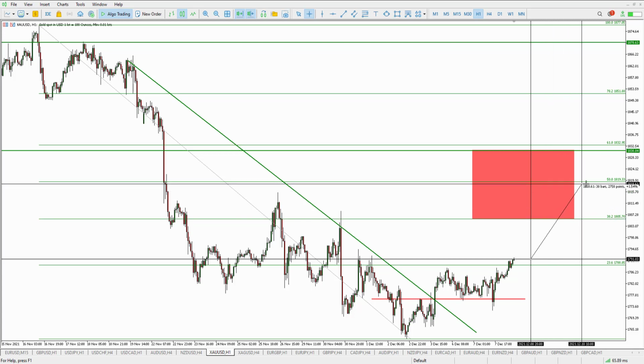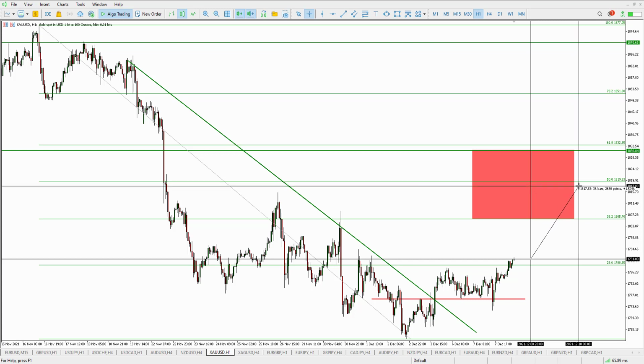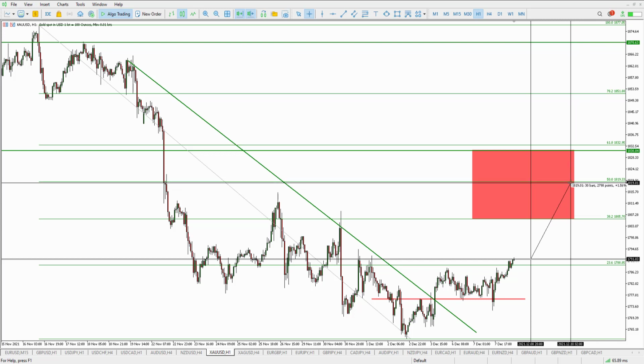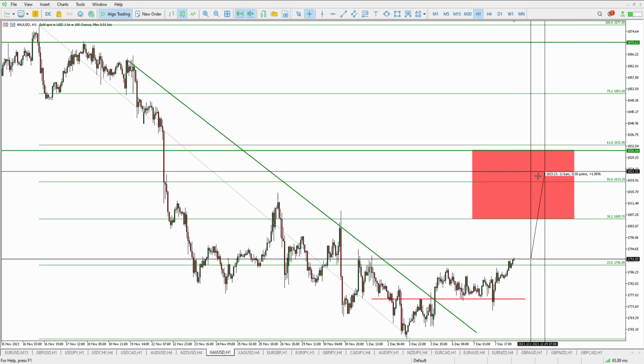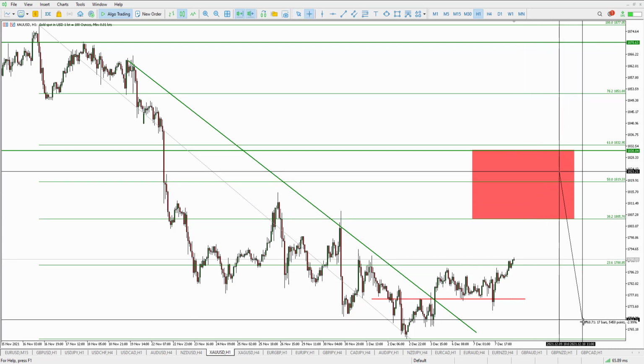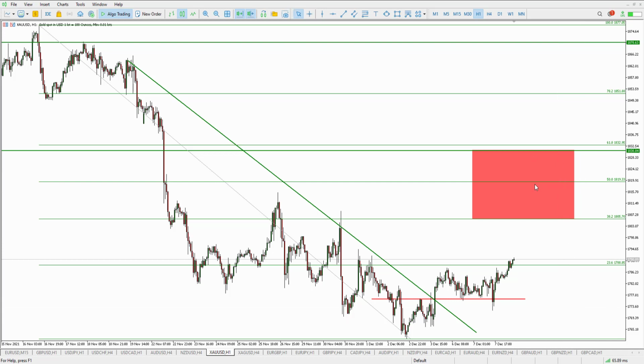I think also 1820 is a reasonable target level, but you've got to be very cautious as soon as price enters this zone right here, because that's where I expect to see another push down. This is something that we're going to be talking about in the next videos.